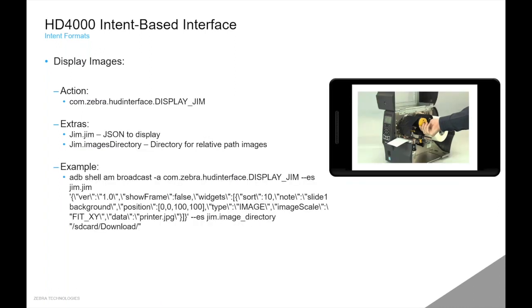And then finally, we also have support for the JSON image model that I've just talked about. You would just call display gym, and pass through the JSON that you want to display and the directory of those images for the relative path images that you provide within the gym. The example of this is just down here. I've put through the gym with some escaping for the ADB, and then I've passed through the image directory, which in this case is SD card download, and then it will find printer.jpg within that directory.